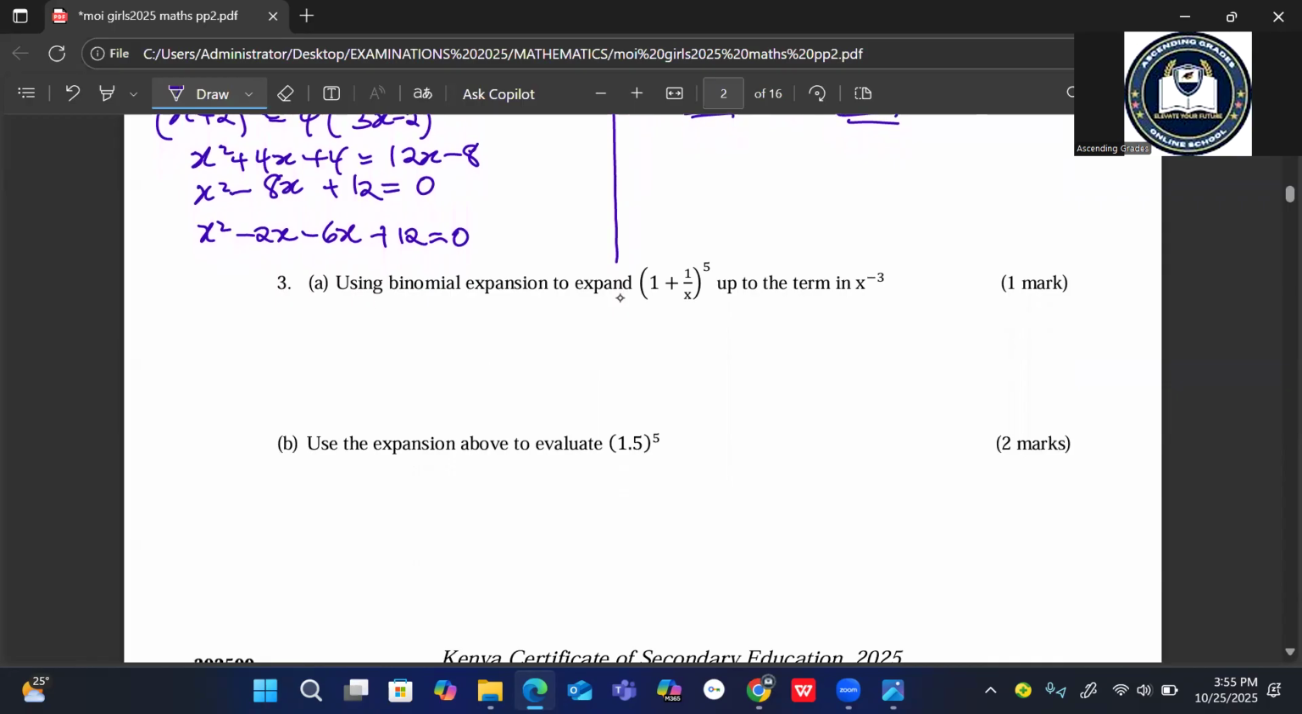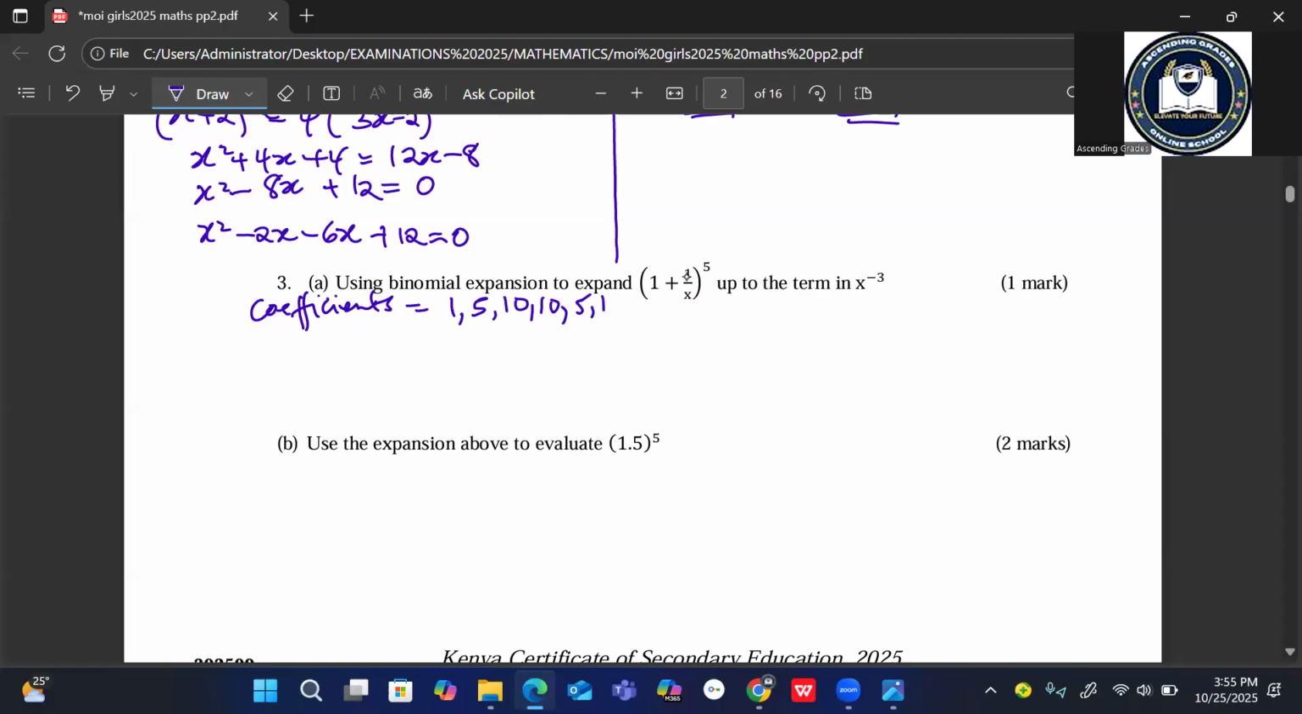Then we move to the third question, on binomial expansion. Using binomial expansion, expand 1 plus 1 over x to the power 5, up to the term in x to the power negative 3. Now, in this case, up to the power 5, that means that our coefficients are going to be 1, 5, 10, 10, 5, 1. So those are our coefficients.